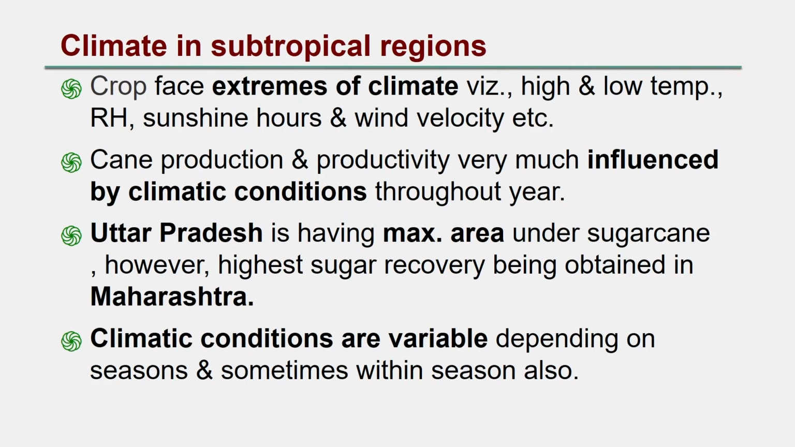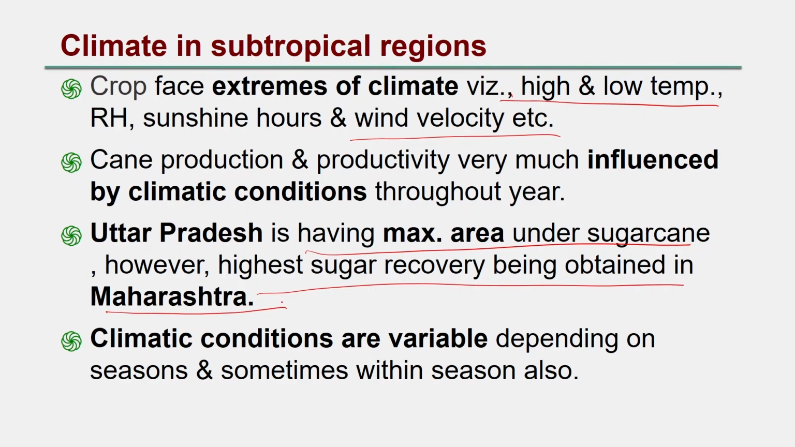Now climate in subtropical regions of India, crop faces extremes of climate. Here crop may face both high and low temperatures, relative humidity, sunshine hours and wind velocity, etc. Cane production and productivity very much influenced by climatic conditions throughout the year. For example, Uttar Pradesh is having maximum area under sugarcane, however highest sugar recovery being obtained in Maharashtra. Climatic conditions are variable depending on seasons and sometimes within season also.